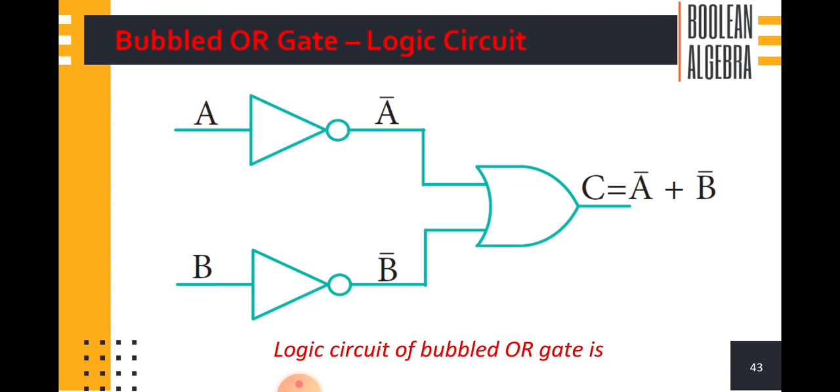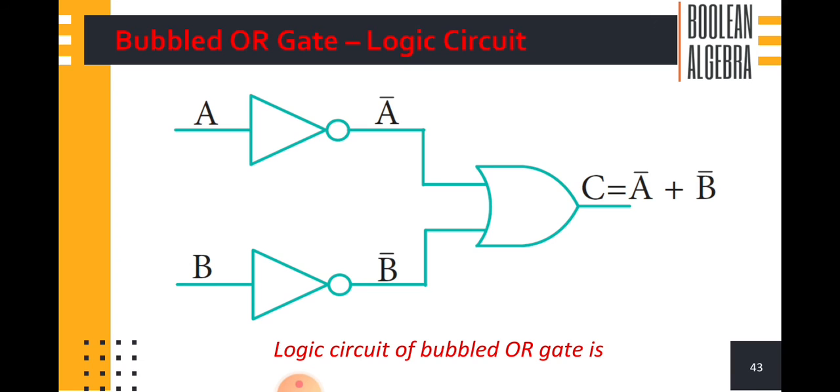And the last one is an OR gate. Before giving the input to this OR gate, how many inputs are there? A and B, two inputs. First we pass input A to the NOT gate, a triangle symbol with a circle. This is the circuit for the NOT gate. We get the output A complement. Then we pass this A complement to the OR gate. In the same way we pass the second input B: first we send it to the NOT gate, the triangle symbol with a circle, and we get the output B complement. Then we pass this B complement to the OR gate.